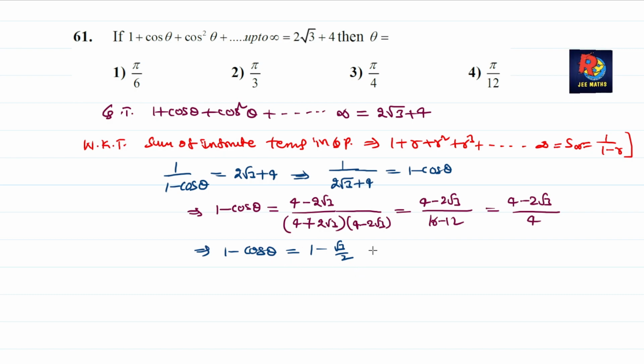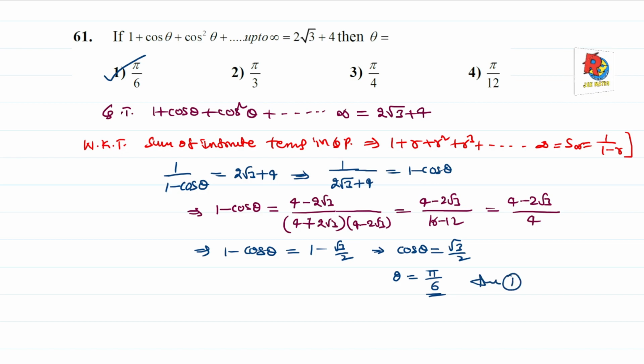Cancelling, cos theta equals root 3 by 2. When cos value is root 3 by 2, theta equals 30 degrees, which is nothing but pi by 6. So option 1 is the correct answer.